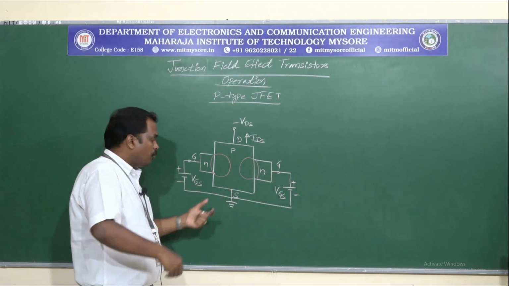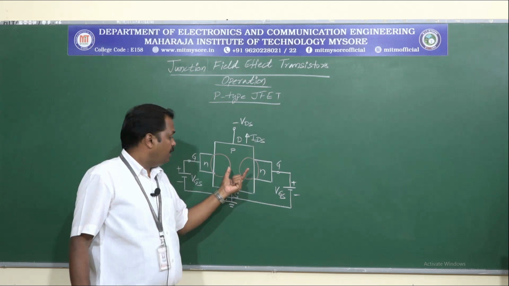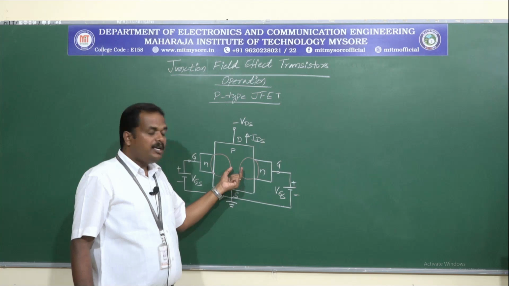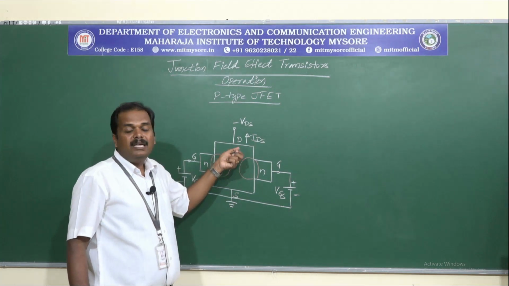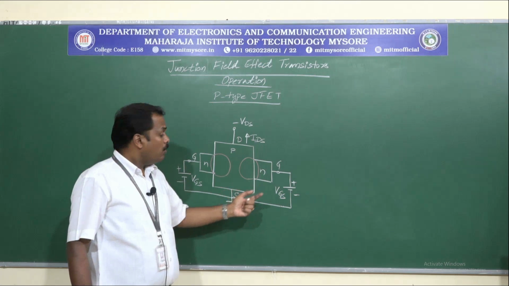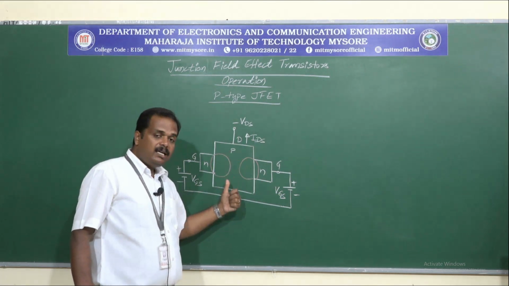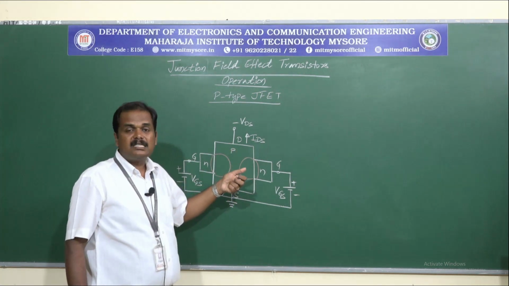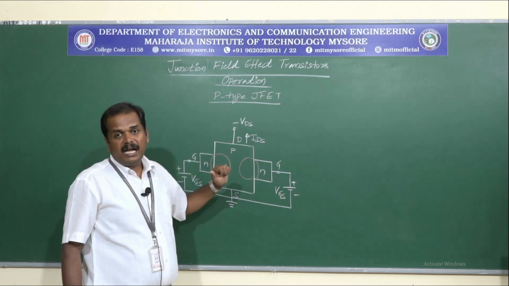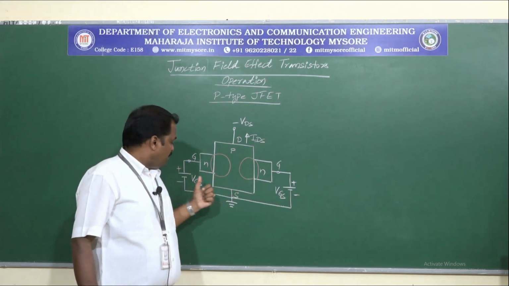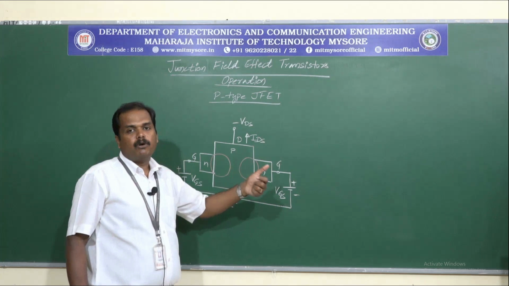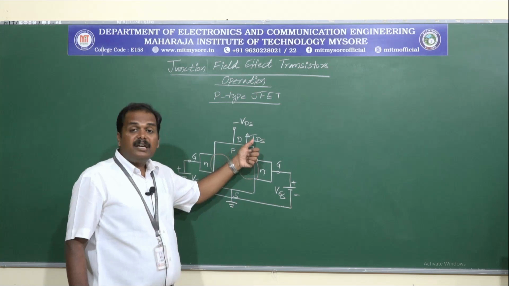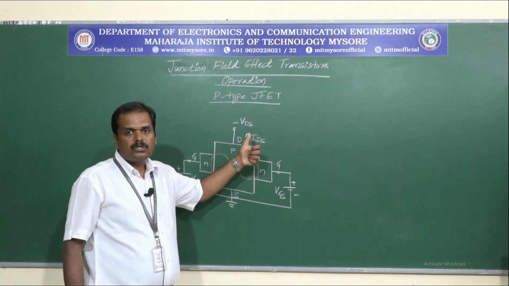The more VGS becomes positive, the more the depth of the depletion regions into the channel region, and the deeper it becomes, the more the channel resistance will be. So the higher the positive voltage, the higher the channel resistance becomes. The higher the channel resistance is, the lesser the IDS will be. So when we make VGS more positive, it increases the channel resistance, in turn that decreases the drain to source current.